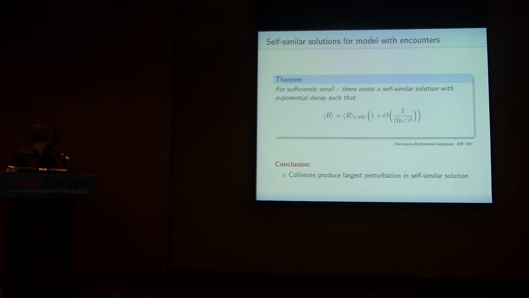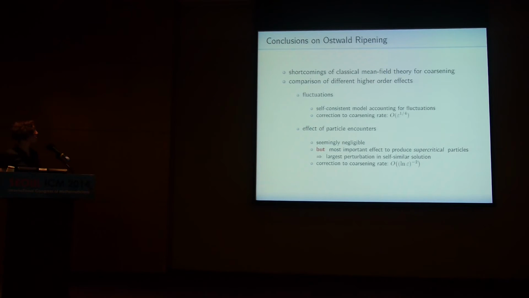So let's just conclude on Ostwald ripening. We saw there is the classical mean field theory, but this is not completely satisfactory, so we want to take higher order effects into account. First, fluctuations: we could develop a model for fluctuations, which gives a correction to the coarsening rate of order epsilon to the 1/4. But if you compare it with the model that takes encounters into account, it turns out that the correction to the coarsening rate is much larger. So this suggests that these encounters are a possible explanation for the much larger coarsening rate that you observe in some coarsening systems.